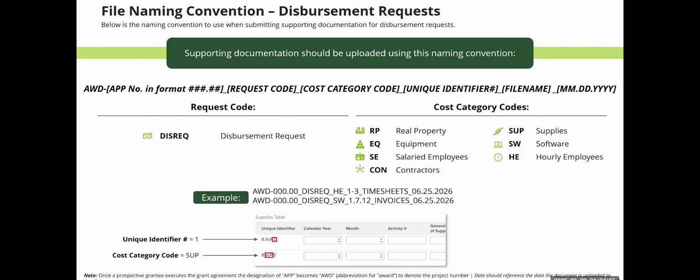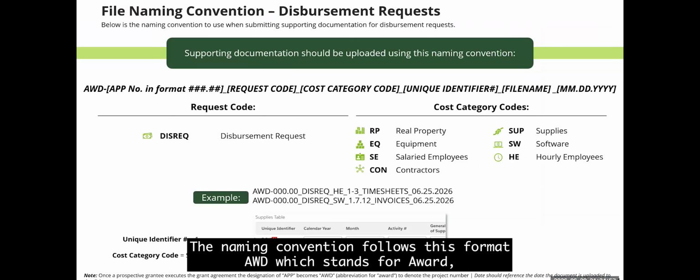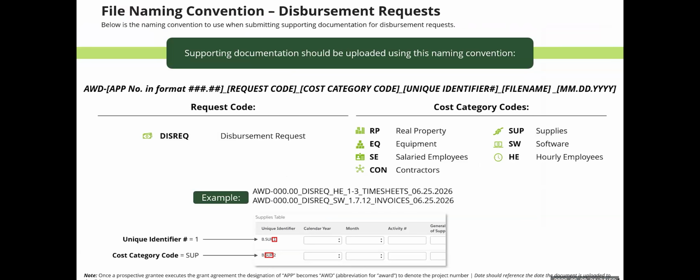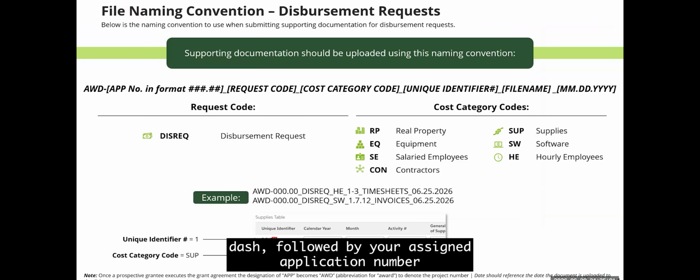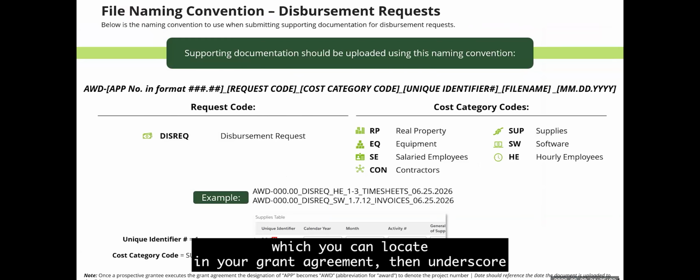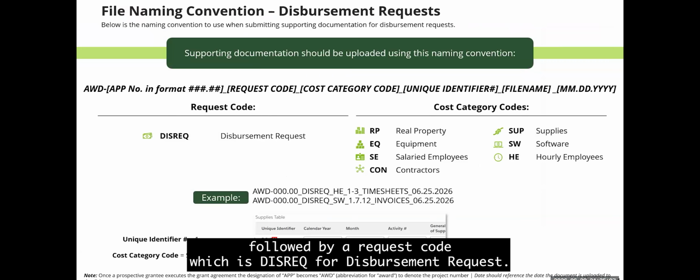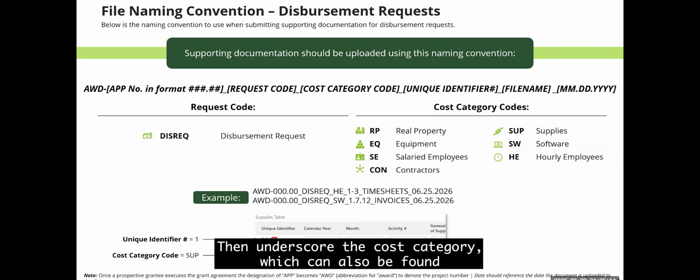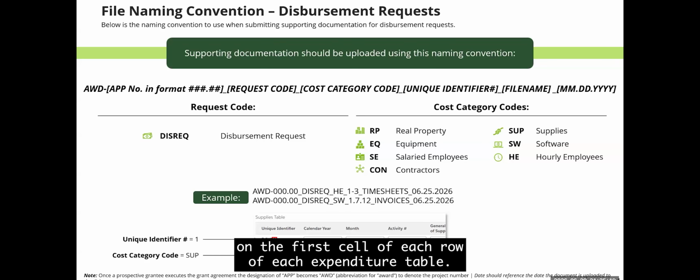Screen. The naming convention follows this format. AWD, which stands for award, dash followed by your assigned application number, which you can locate in your grant agreement, then underscore followed by a request code, which is DISREQ for disbursement request, then underscore the cost category, which can also be found on the first cell of each row of each expenditure table.